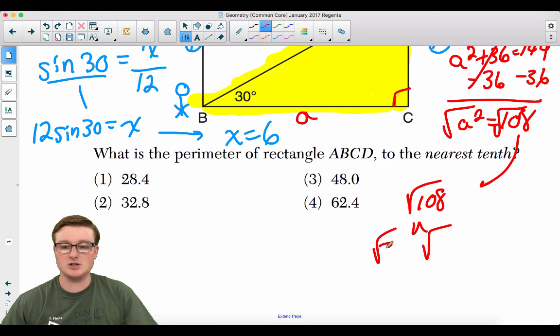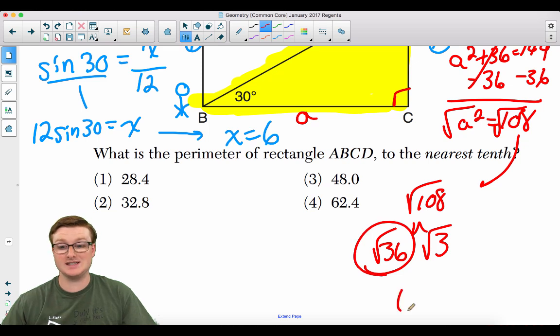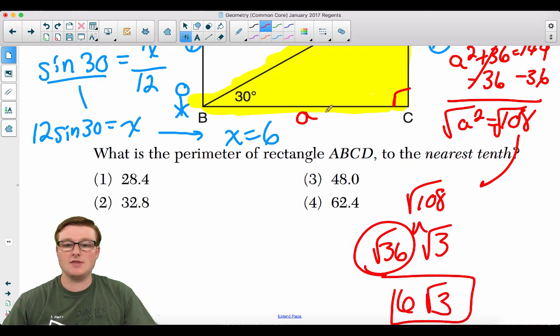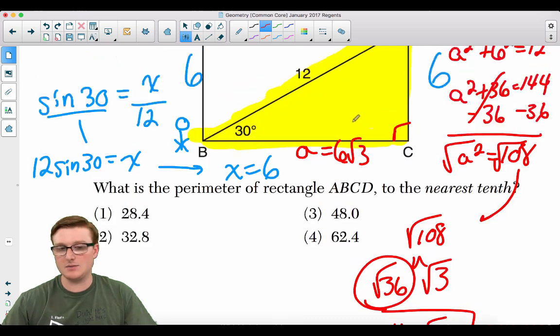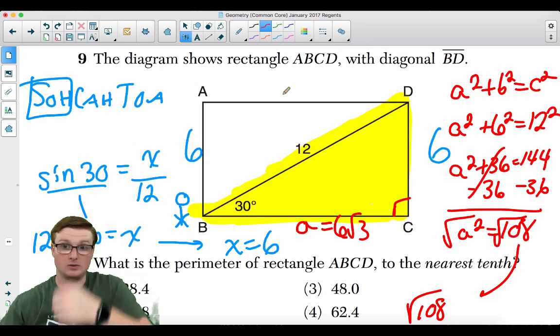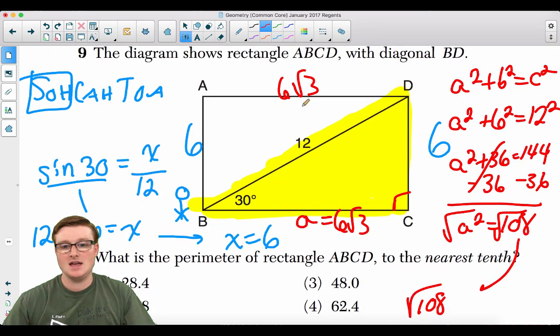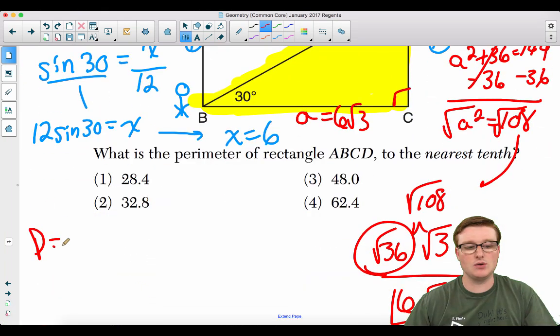Those two numbers are going to be 36 and 3. The square root of 36 is 6. Add on the radical 3. Attach that on. So that is a, 6 radical 3. And remember that its opposite side is also 6 radical 3. Now, the perimeter is the addition of all these sides.